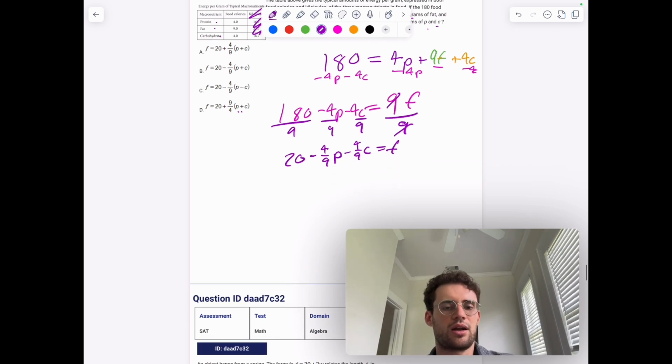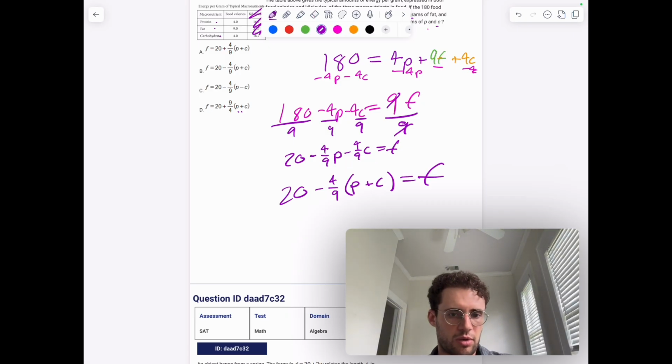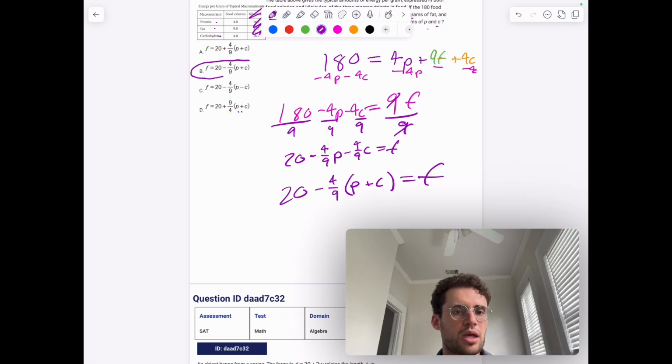Okay, so we could write it also, right? You could factor negative 4/9 out of negative 4/9 P minus 4/9 C. So you took a negative out of both of them, they're both positive. And you take 4/9 out of both of them, you just have P and C. Just think if you distribute this, it'd be negative 4/9 P, negative 4/9 times positive C would be minus 4/9 C. So it would give you the same thing as that. All right, so I just wrote it in a different form. This is equal to F. So we want something equivalent to 20 minus 4/9 times the quantity P plus C. And that would be option B.